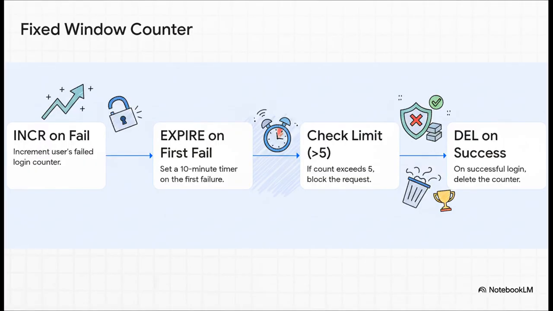So let's look at how this plays out. A user fails a login. First, we increment a special counter just for them.